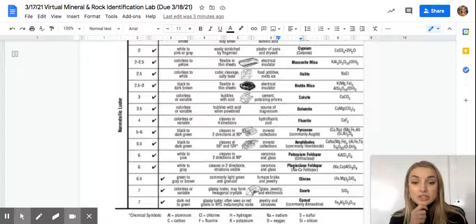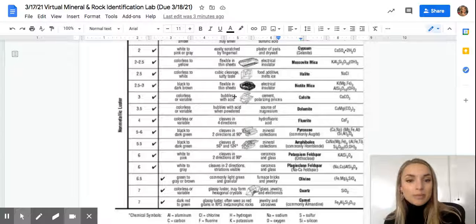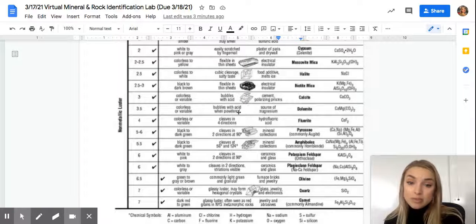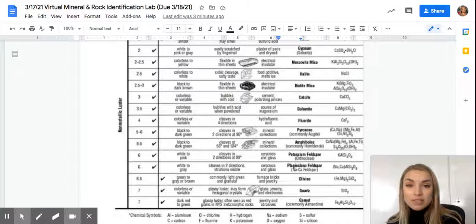So now what I need to do is look at some other descriptive features in this column to see if I can identify which one it is. Calcite, bubbles with acid. Well, we weren't able to test that, so calcite could still possibly be correct. Also, dolomite bubbles with acid. I don't know. Those are possible. Ooh, fluorite cleaves in 4 directions. That could be possible based on how cubic the mineral sample that we saw was. It could be fluorite.